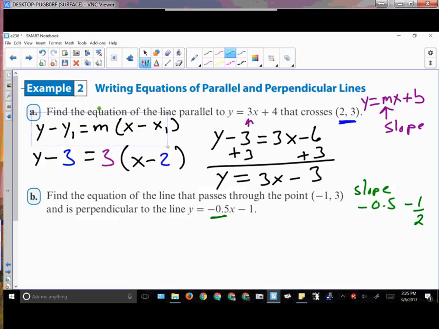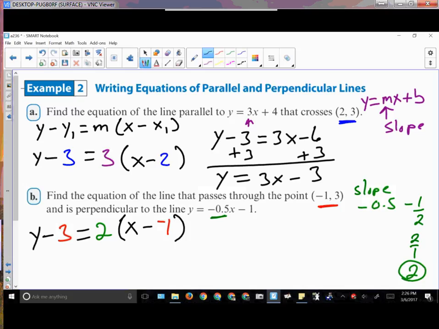So what's its perpendicular slope going to be? Well, opposite, if it's negative, it's got to be positive. Reciprocal would be 2 over 1 or just 2. So I know that the slope that I have to use is 2. So here we go again. Y minus, well, what's y1? Y1 comes from here, and it's going to be 3. Slope is 2. X minus, what's x1? X1 is negative 1.